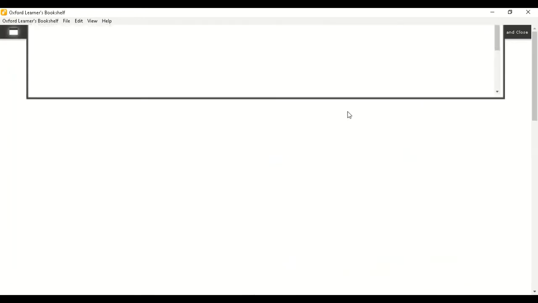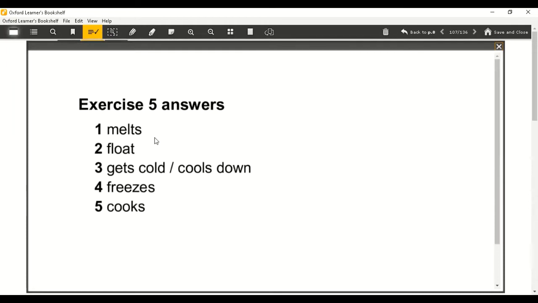Check your answers. Number 1 melts, 2 floats, 3 gets cold or cools down, number 4 freezes, and number 5 cooks. Amazing.